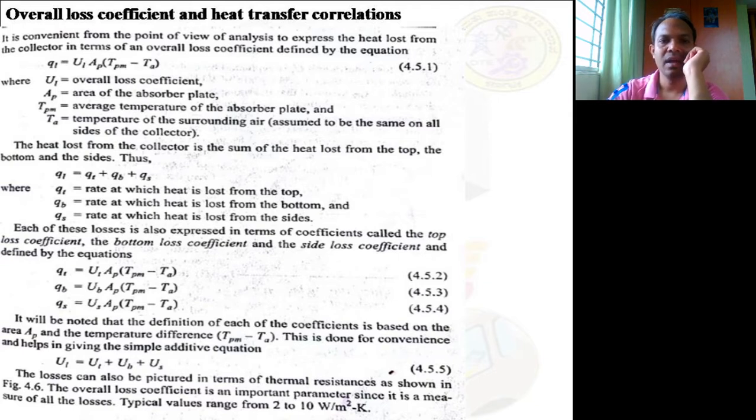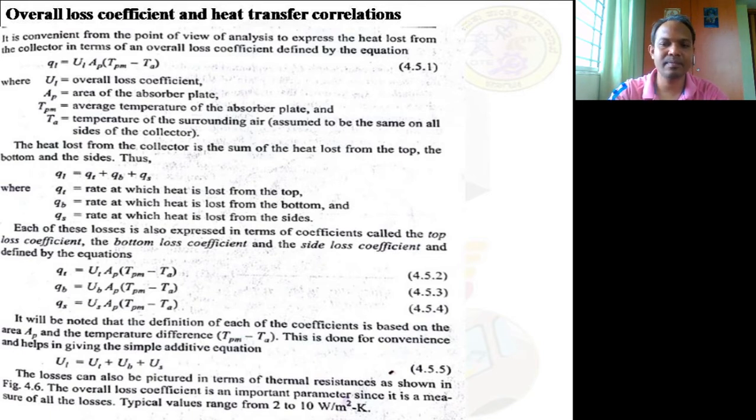Average temperature means, from the minimum temperature to the maximum temperature, whatever temperature it attains, the average of that is taken as TPM, or we can take it as T average also. Then TA is nothing but the ambient or atmospheric temperature. Now the temperature of the surrounding air is assumed to be the same on all sides of the collector. Obviously it will be the same, we can assume this.